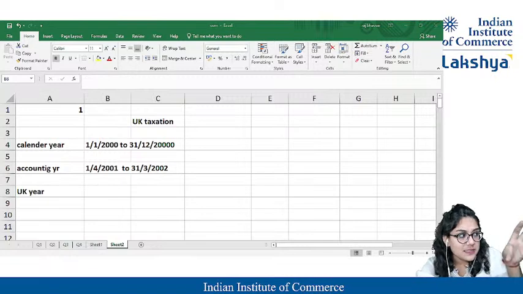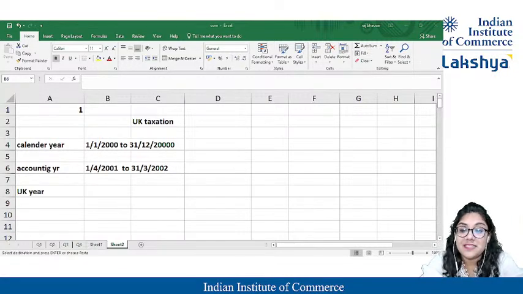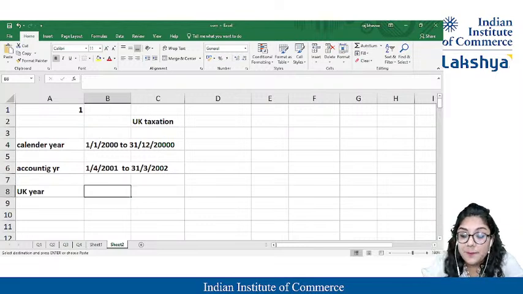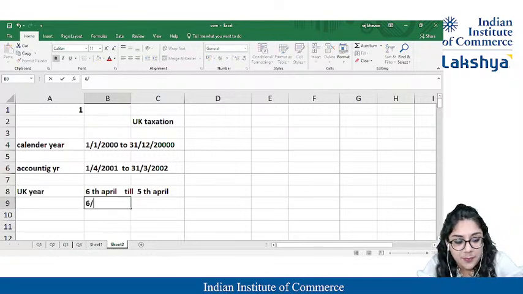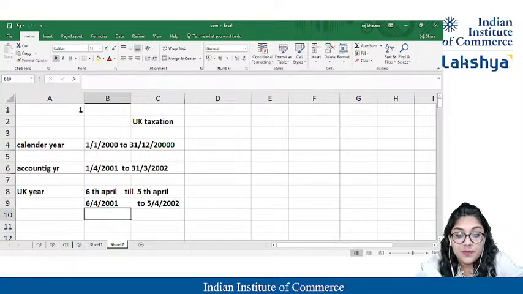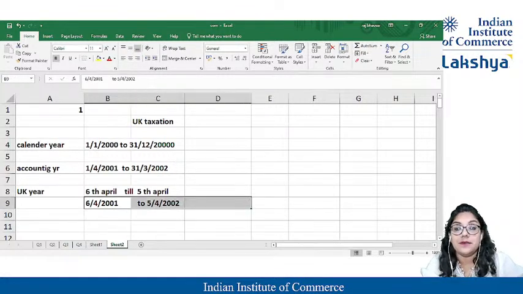If this is an income pertaining to this period, students, what is the period? It's from 6th April to 5th April. That means it could be 6th April 2001 till 5th April 2002. So in this, this will be my current year.